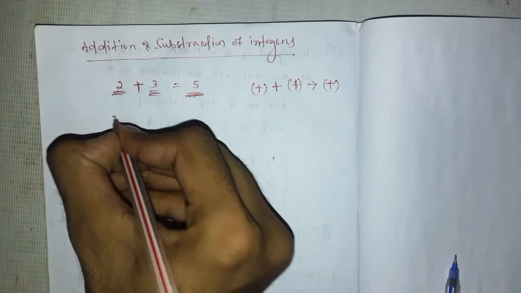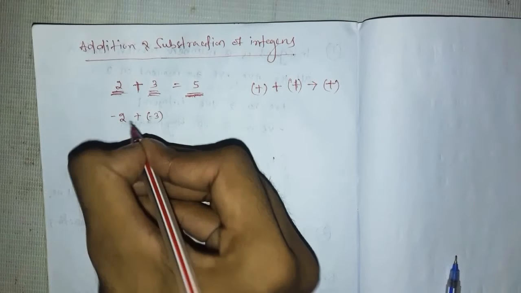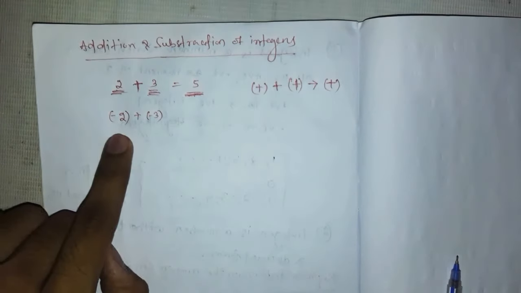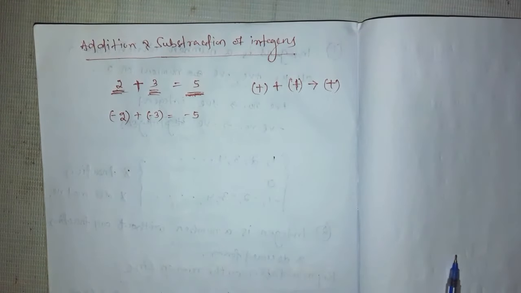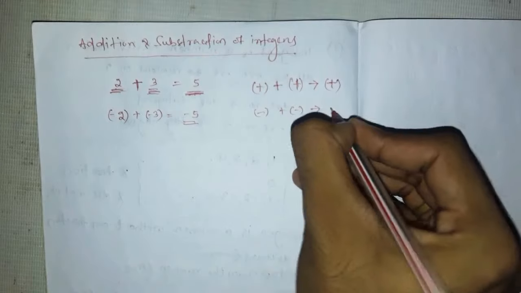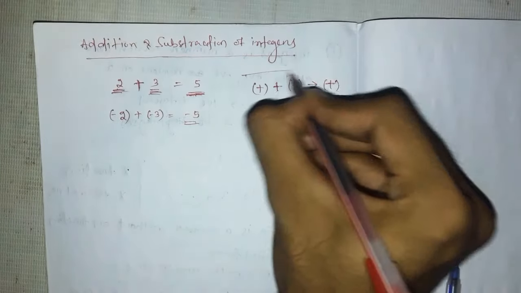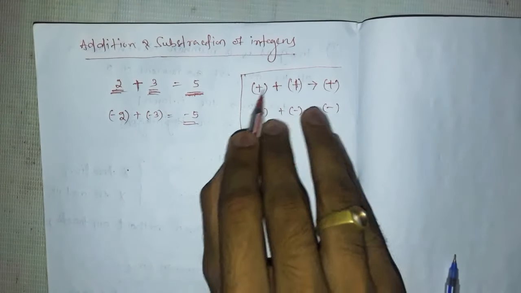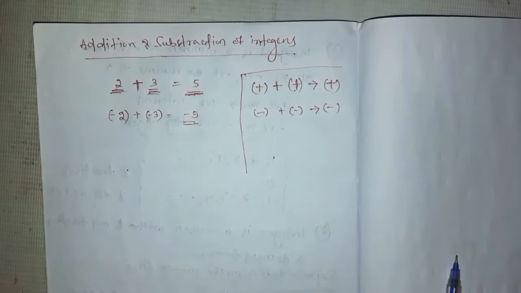Okay, if I take negative integers, look at this, the first number is minus 2 and the second number is minus 3. If we add minus 2 and minus 3, what will I get? Minus 5. Here minus 5 is a negative integer. So we can say if we add two negative integers, we get a negative integer only. These are the two rules that came from here. What is the first rule? If we add two positive integers, we get a positive integer. If we add two negative integers, we get a negative integer.